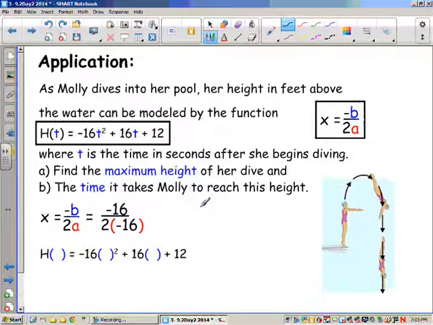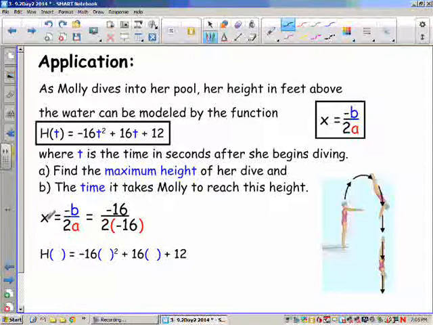Here's an application, a little more involved, but the work comes out very similarly once we have the equation. As Molly dives into her pool, her height in feet above the water can be modeled by the function given here, h of t equals negative 16t squared plus 16t plus 12. We're going to use our axis of symmetry, where t is the time in seconds after she begins diving. Find the maximum height and the time it takes Molly to reach this height.